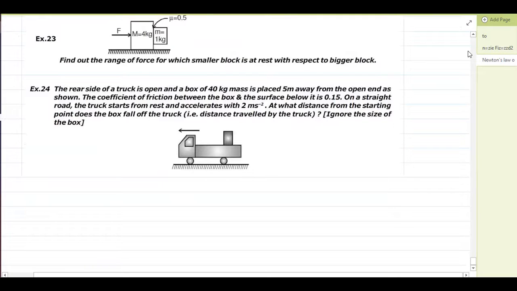Now we will start from the next lecture. We will start with the forces.